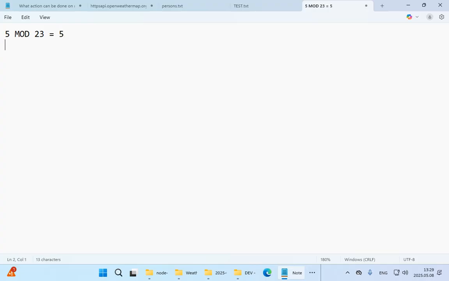Let us now try to have 5 squared, so 25, 5 squared mod 23. How much will it be here? It will be 2, exactly. And how do we calculate it?